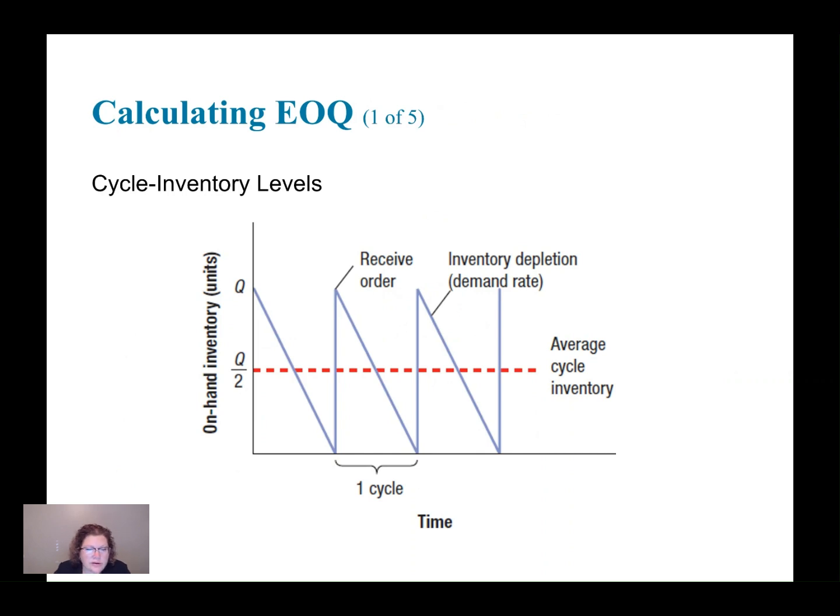So a typical inventory graph would look something like this. Your inventory shows up in a truck, your shipment arrives, and then you use the inventory item over time until you run out and you receive the next order. You use that inventory over time until you receive the next order, right? So this is the inventory graph. This red line in the middle would be considered your average cycle inventory. And from one order being received till the next order is received is considered one cycle.